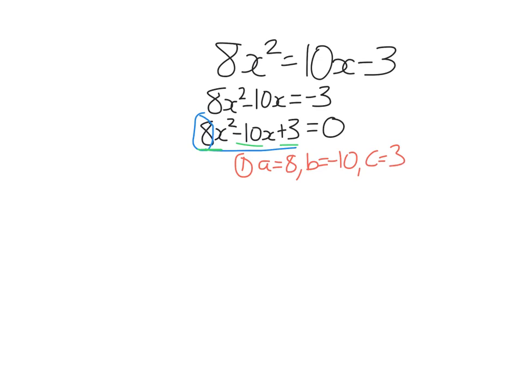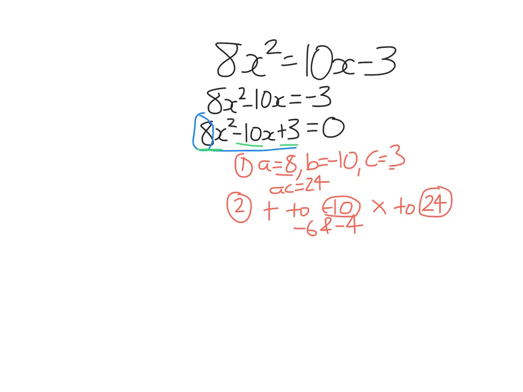First step was to calculate AC, so that's just 8 times 3, which is 24. My second step, I want to find two numbers that add to B, so in this case minus 10, and that multiply to AC, which is 24. So I want to find two numbers that multiply to 24 and add to negative 10. So if you don't know, go through factors of 24, and you should get that the two numbers I need are minus 6 and minus 4. Minus 6 plus minus 4 is minus 10. Minus 6 times minus 4 is 24.